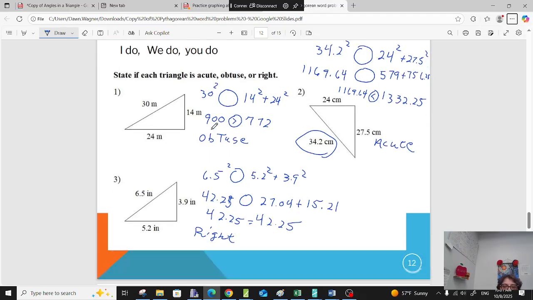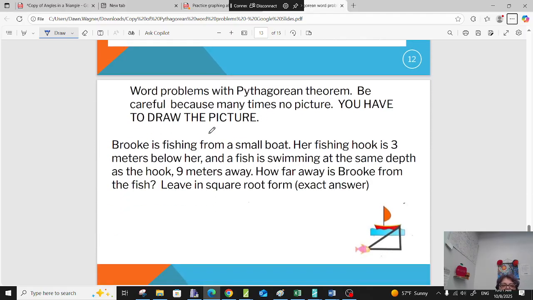Okay, so, word problems. I always smile when I see this one because when I made this PowerPoint a long time ago, Brooke was a former high school student of mine. Okay, Brooke is fishing from a small boat. Her fishing hook is 3 meters below her, and the fish is swimming at the same depth as the hook, 9 meters away. So how far down is the hook?